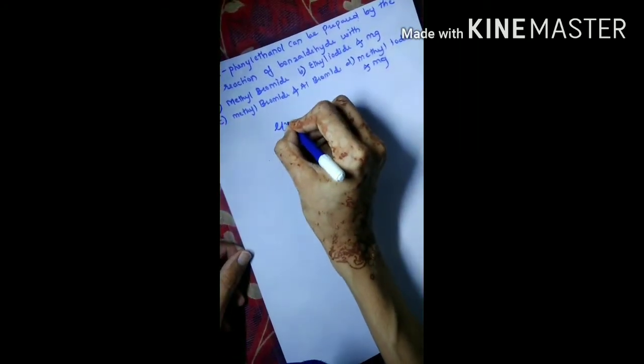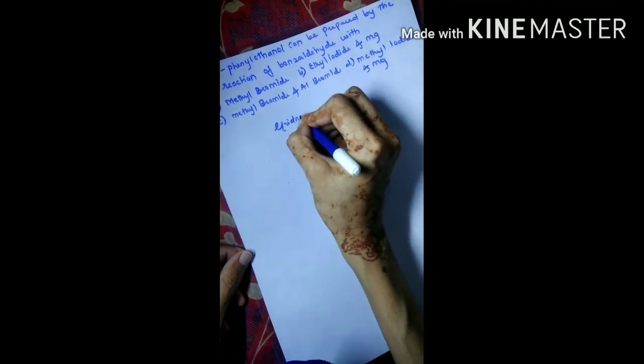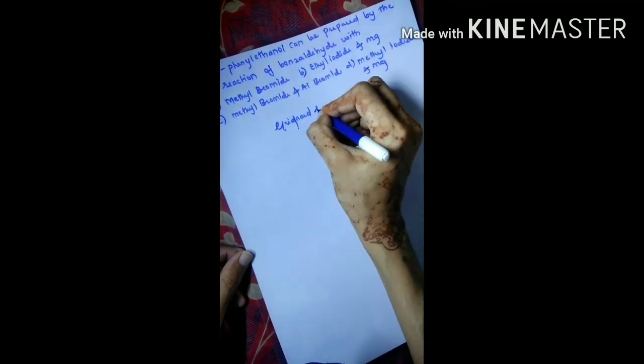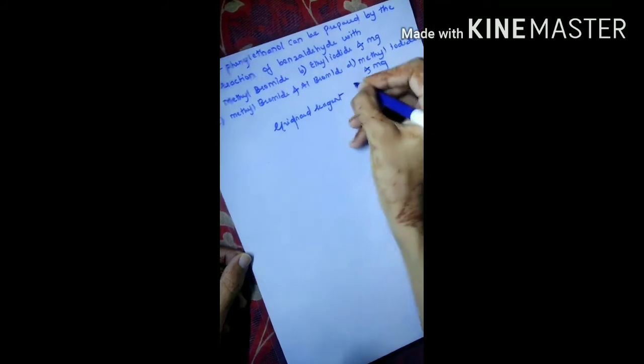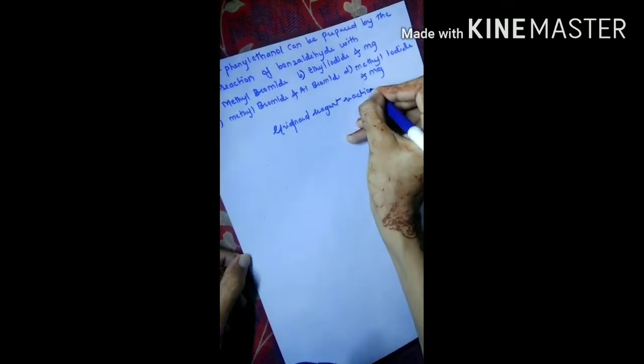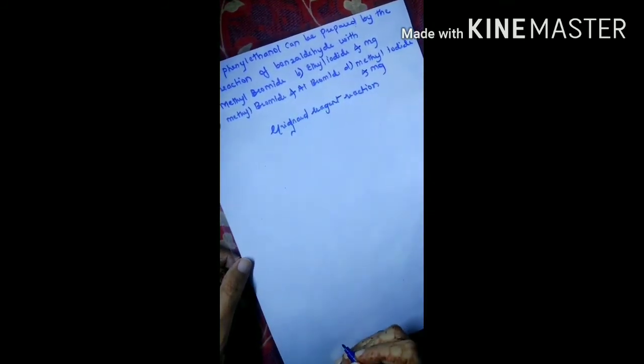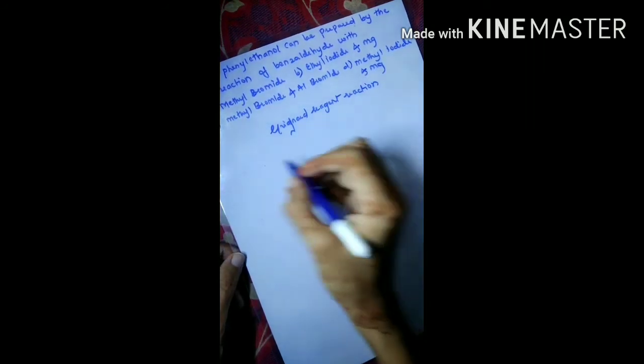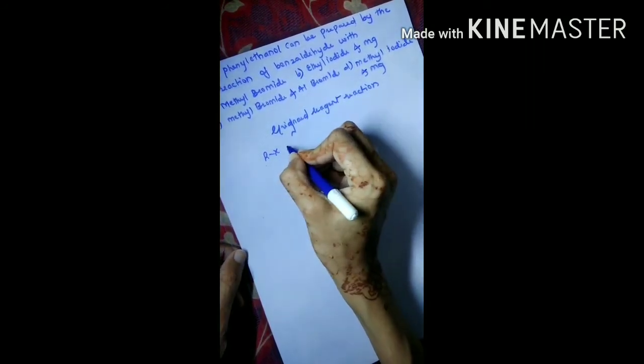Students, next question we have is 1-phenyl ethanol can be prepared by the reaction of benzaldehyde with. So here it is asking which reactant is used to prepare 1-phenyl ethanol with benzaldehyde. So this reaction is nothing but Grignard reagent reaction. In this reagent, firstly we will see how the Grignard reagent is prepared. For this we have to take alkyl halide and magnesium.